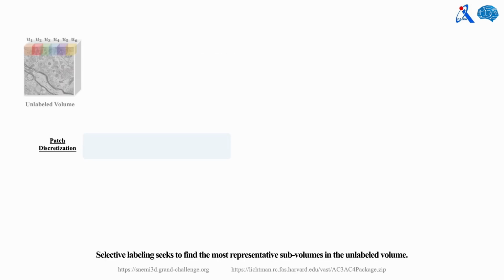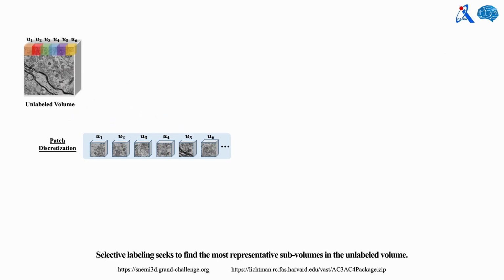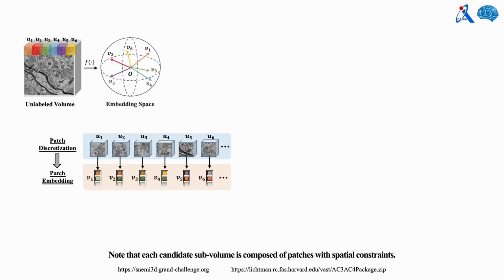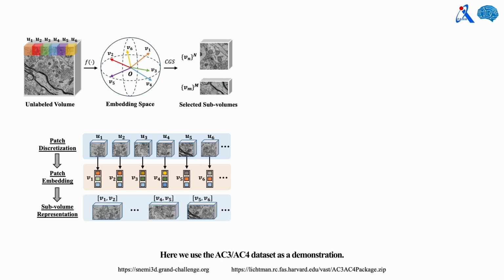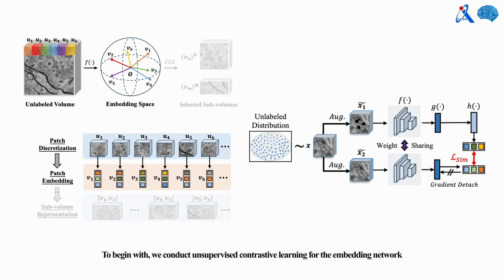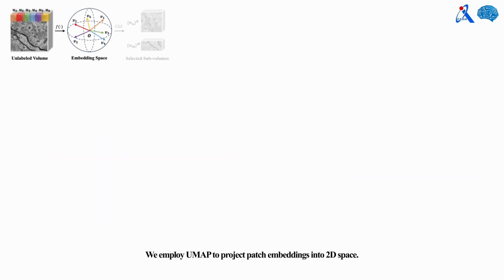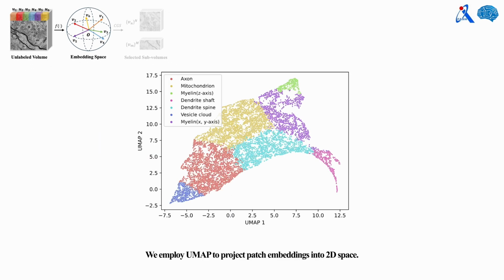Selective labeling seeks to find the most representative subvolumes in the unlabeled volume. Note that each candidate subvolume is composed of patches with spatial constraints. Here we use the AC3-AC4 dataset as a demonstration. To begin with, we conduct unsupervised contrastive learning for the embedding network to obtain low-dimensional and semantic-rich representations for 3D EM patches. We employ UMAP to project patch embeddings into 2D space.